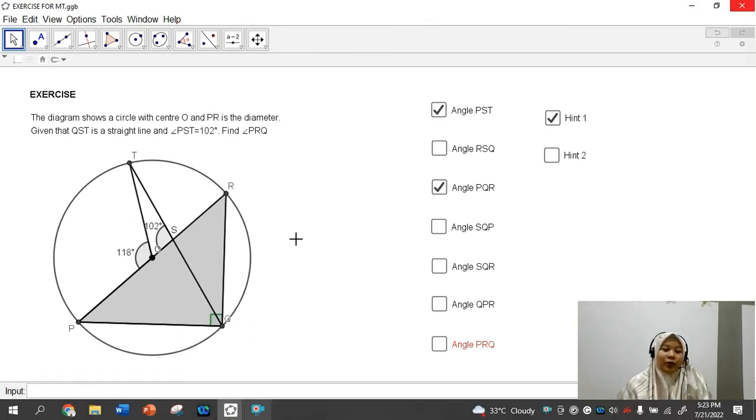Now, let's check whether there is another clue or hint for us to find our answer. Alright, so can you see the quadrilateral here?